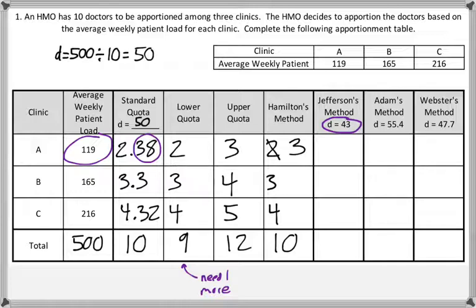So 119 divided by 43 is 2.76. So rounding that down to the nearest whole number would be 2. Then I'm going to take 165 divided by 43 and then round down. So 165 divided by 43 is 3.83. So rounding that down is 3. And then lastly, 216 divided by 43 is 5.02. So rounding that down is 5. So these add up to be 10. So A gets 2, B gets 3, and C gets 5. And as you can see, that is different from what we found with Hamilton's method.